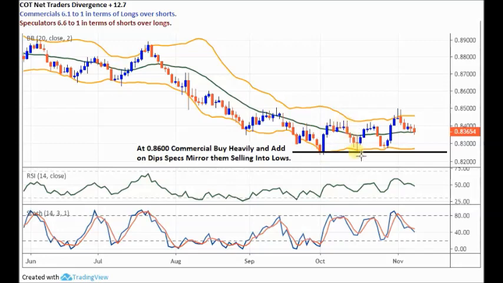Specs push her down again. She pushes up off the level. Specs push her down, they can't quite get to this level. We push up, specs push it down, but we're not really falling hard, okay? Now, my own view is this level here is going to be very hard to take out, okay? There's just too many speculators short.